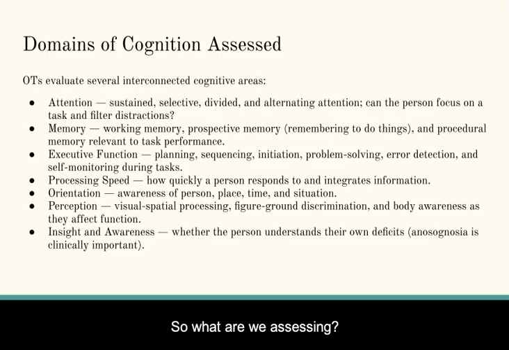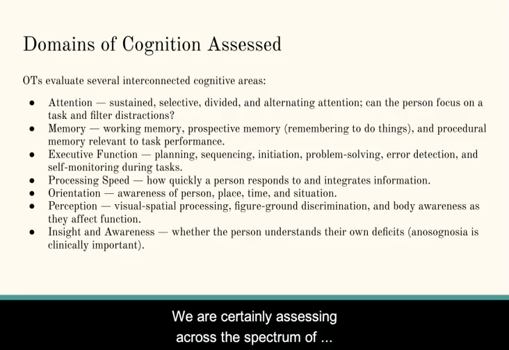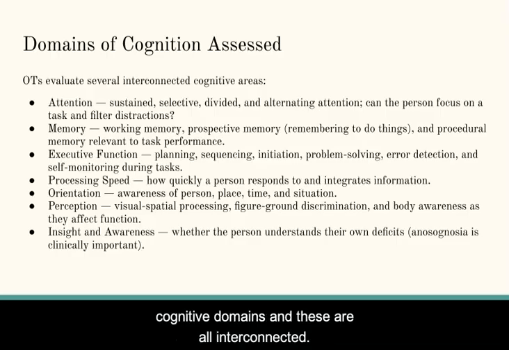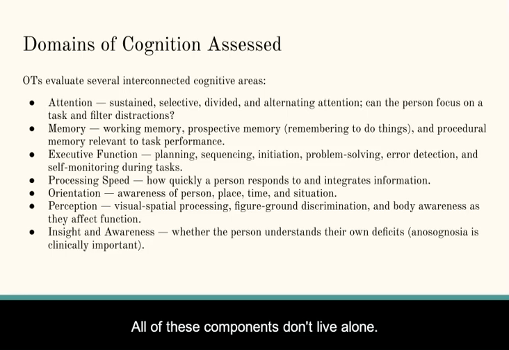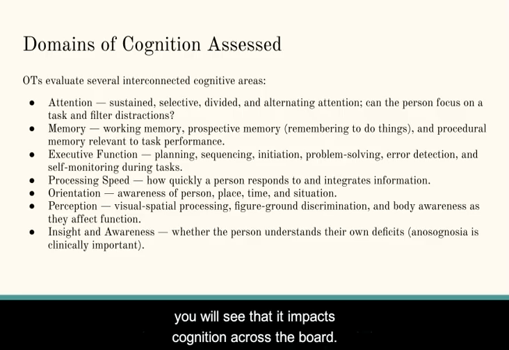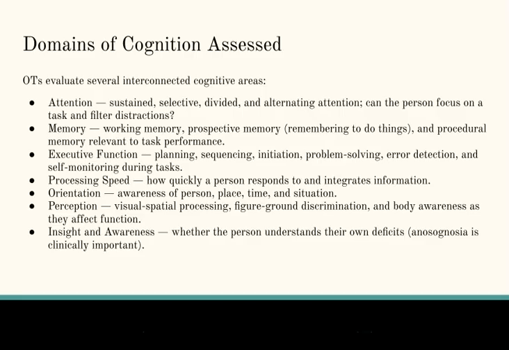So what are we assessing? We are certainly assessing across the spectrum of cognitive domains. And these are all interconnected. Cognition does not necessarily live by itself. All of these components don't live alone. They all work together. And if you have an impairment in one area, you will see that it impacts cognition across the board.